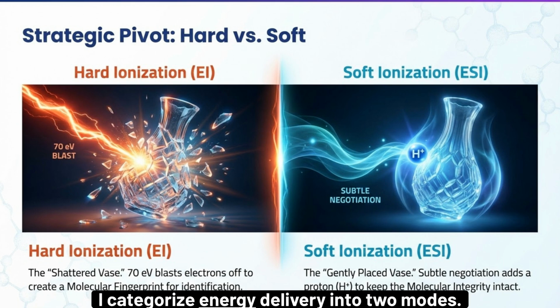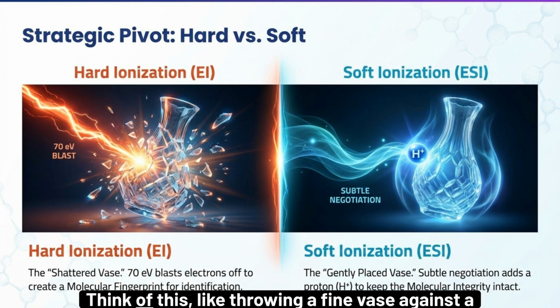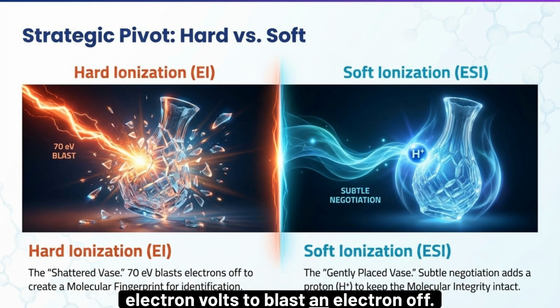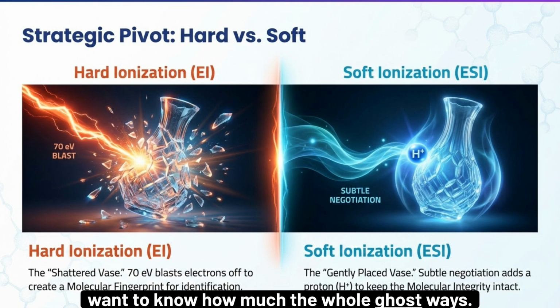I categorize energy delivery into two modes. First, we have hard ionization. Think of this like throwing a fine vase against a brick wall. Techniques like electron ionization, or EI, use 70 electron volts to blast an electron off. This creates a molecular fingerprint of fragments. It's great for identification, but tough if you just want to know how much the whole ghost weighs.